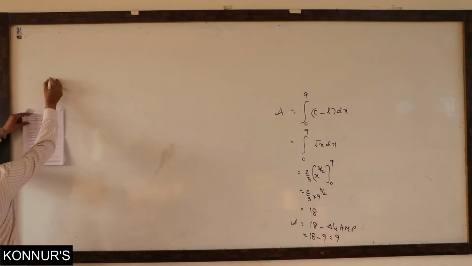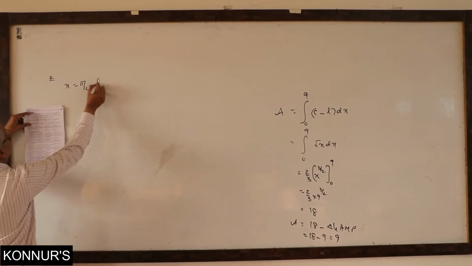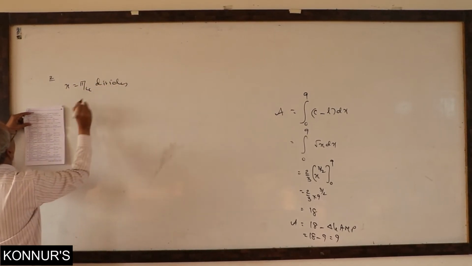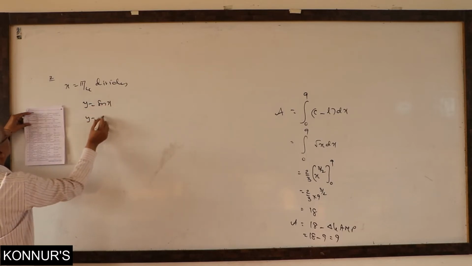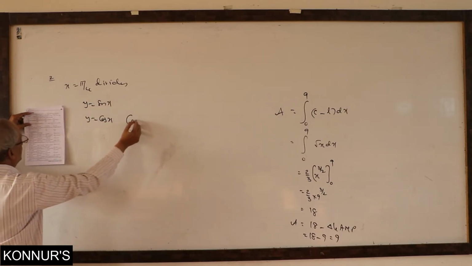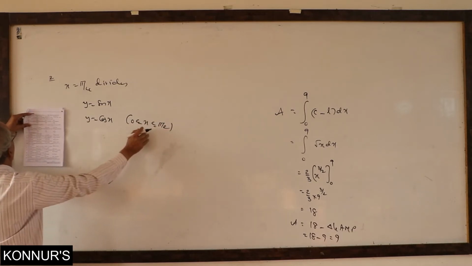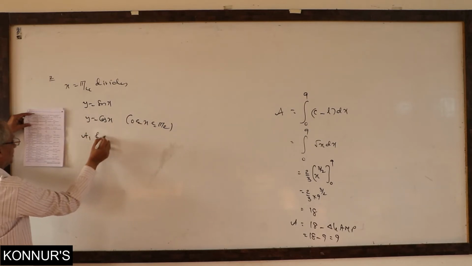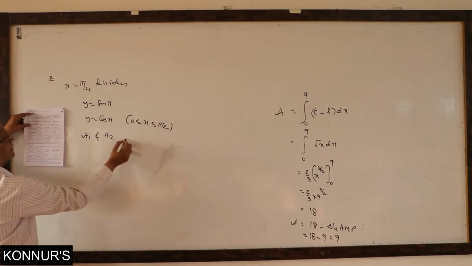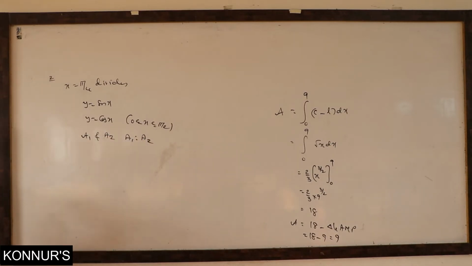Now second problem. X equal to pi by 4 divides the region of y equal to sin x, y equal to cos x by x-axis. Very clear, full information given. First quadrant. Dividing the total region into two parts A1, A2. What is A1 to A2? Ratio he is asking. Figure is compulsory.